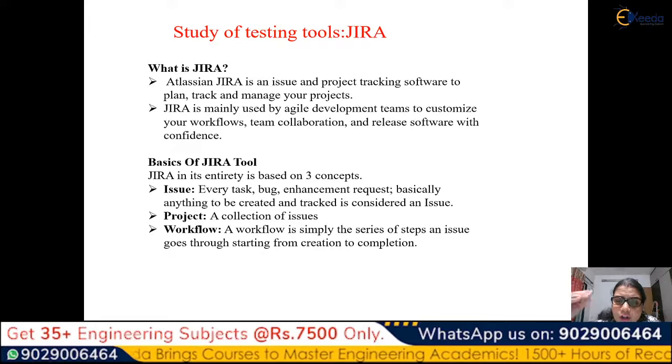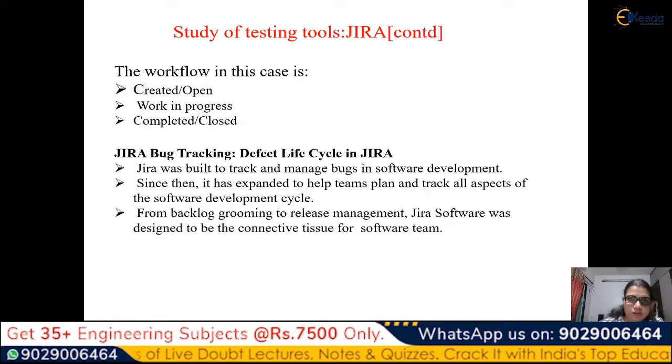How the defect cycle or bug report cycle works. It's open, then it's created, then it's solved, resolved. So who did it, why, when, and so on. All these parameters help you. That means an issue goes through from creation to completion.